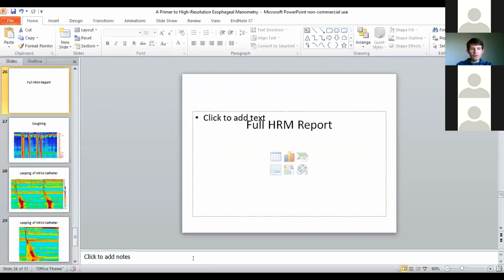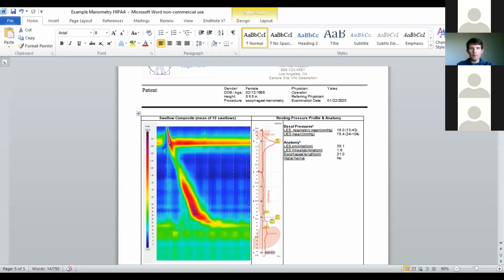So I want to transition. I'm going to see if I can transition. Can you guys see this on the screen? Andy, are you able to see the high resolution manometry study report? No, I still see your PowerPoint. Okay, let me see if I can. You might have to hit stop sharing and then share the correct window. Perfect. Okay, so you should see it now, a Word document.